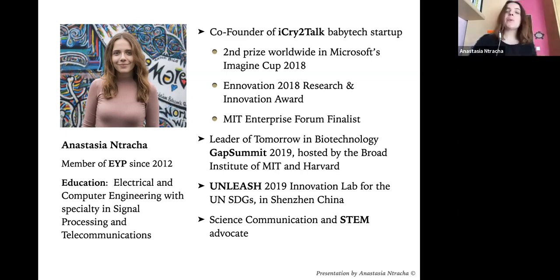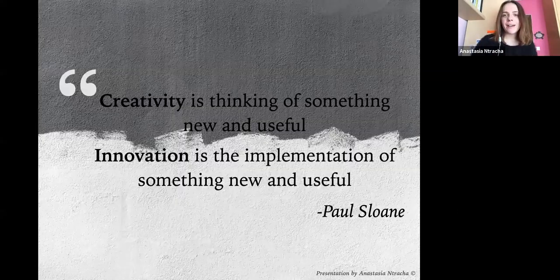So let's start with what is innovation. There have been many definitions. I really like this one by Paul Sloan, who is an author about innovation. He says that creativity is thinking of something new and useful. Innovation is the implementation of something new and useful. So innovation brings creativity to life.